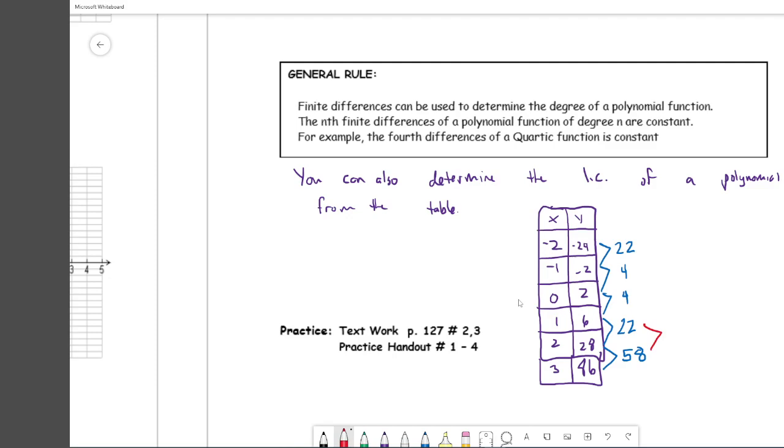58 less 22 is 36. 22 less 4 is 18. 4 take away 4 is 0. 4 take away 22 is negative 18. Again, it doesn't work, so we do it again.